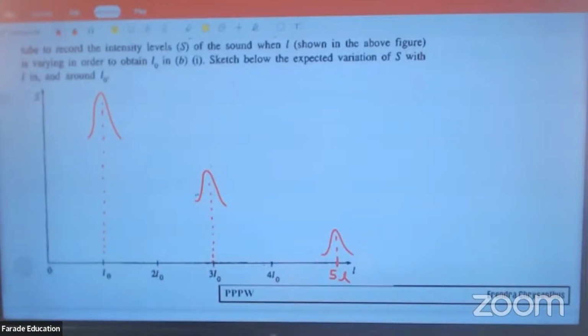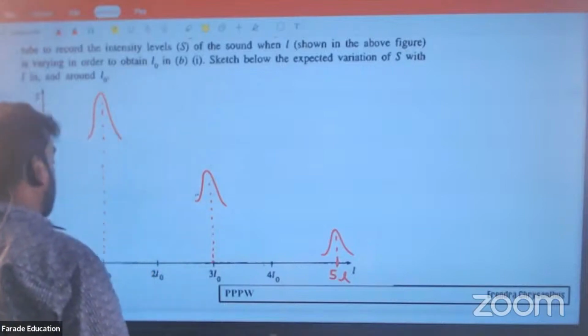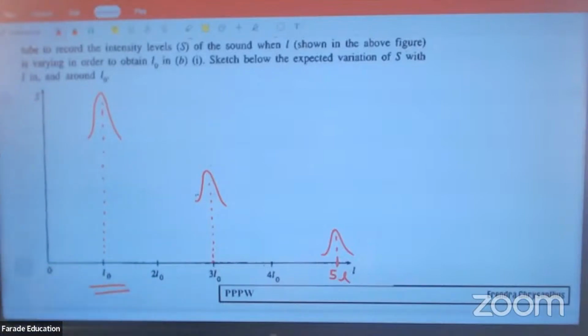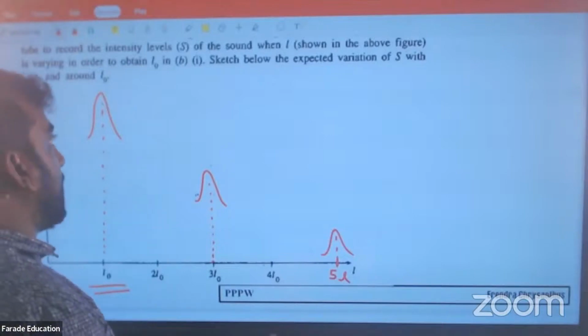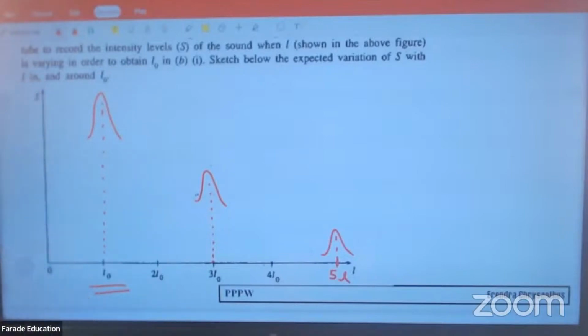The greatest intensity of sound occurs at the fundamental mode of vibration or the first harmonic.